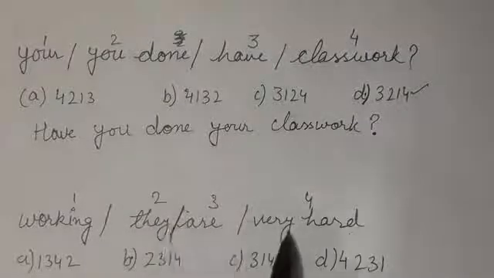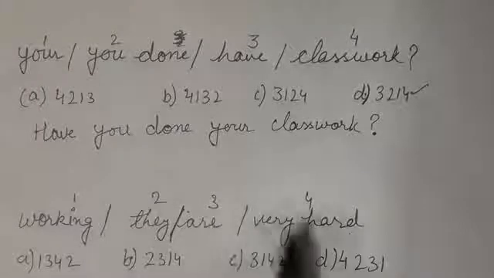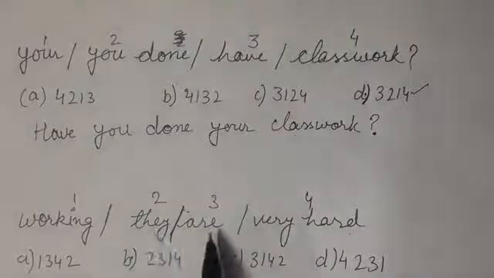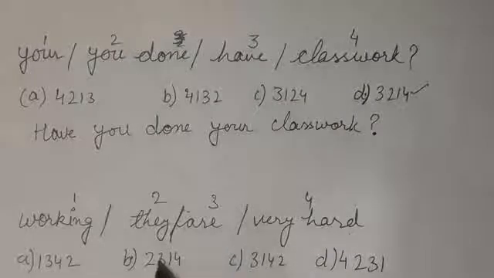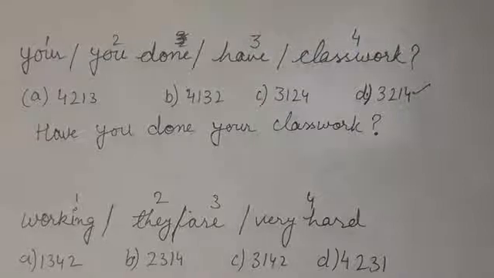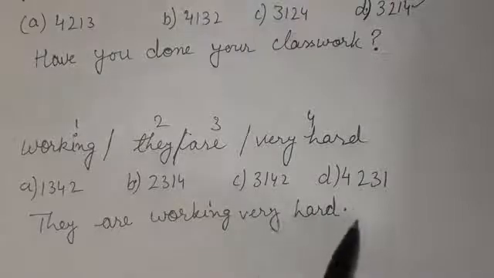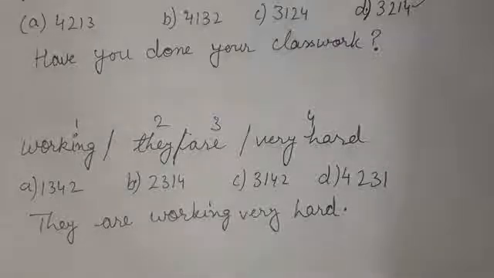Now let's discuss the next one: working, they, are, very hard. Let's check the first option, 1, 3, 4, 2: working are very hard they. It can't be a sentence. Then 2, 3, 1, 4: they are working very hard. So this is the sentence, and there is no need to check the further options. Let's write it: They are working very hard, and a full stop will come. In this manner, you have to arrange the words into a logical arrangement.